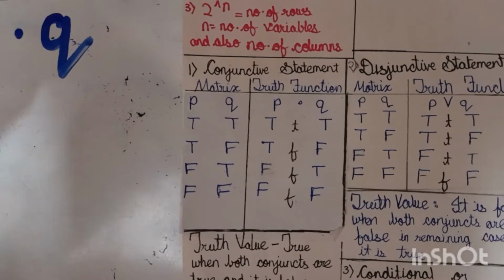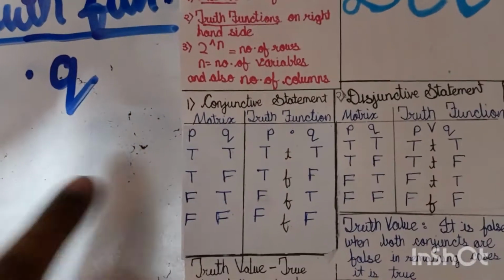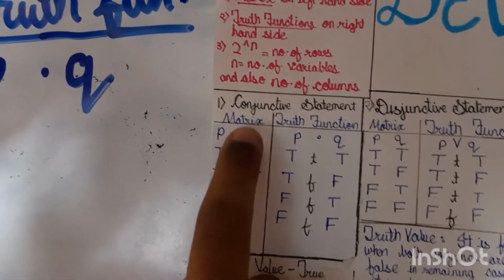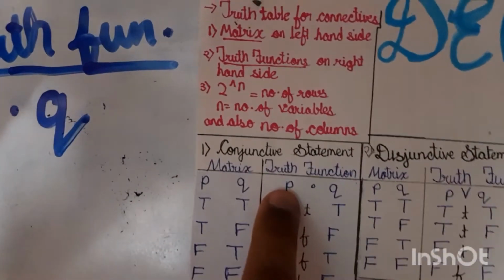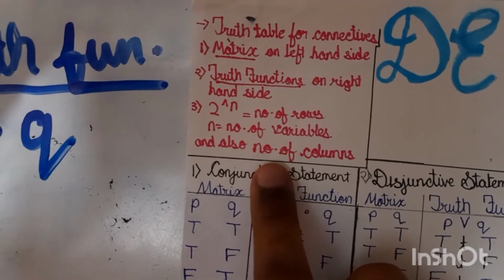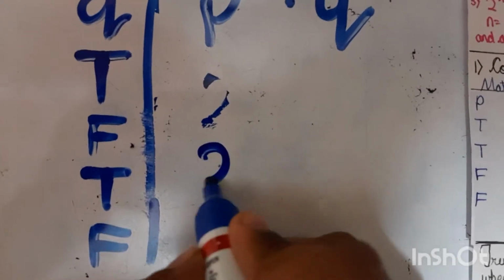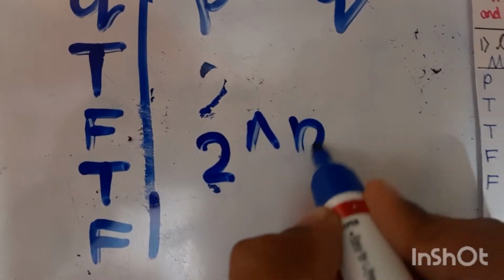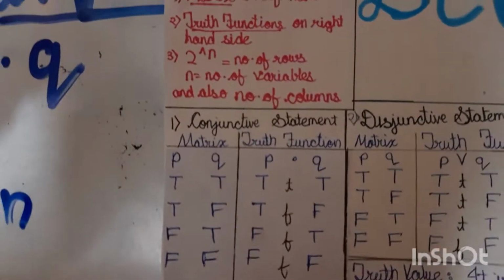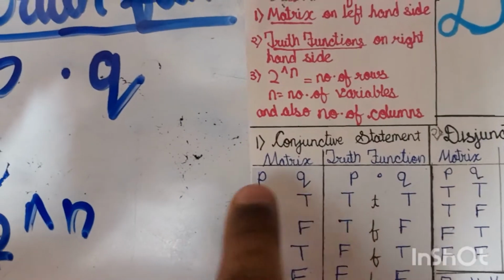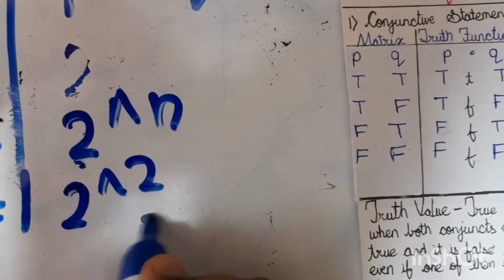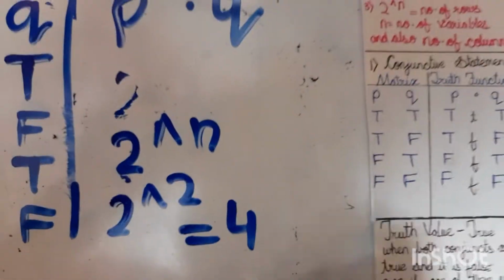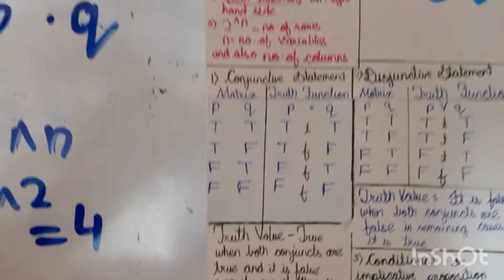So in the matrix, you write the variables at the top. For example, we have only 2 variables here. So we have written P and Q. How do you calculate the number of rows and number of columns? The formula is pretty simple, 2 raised to n. The n here stands for the number of variables. So we have just 2 variables, therefore 2 squared is equal to 4. We'll have 4 rows and 4 columns.